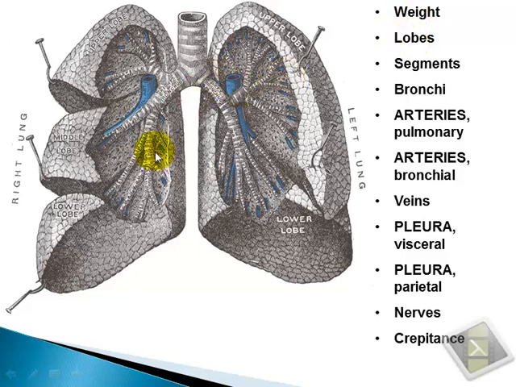Lobes, right, we have 3, we have 2 in the left. Segments, we have bronchopulmonary segments, you have the bronchi, you have pulmonary and bronchial arteries. Bronchial arteries and the pulmonary arteries actually follow the bronchopulmonary segments. The veins are slightly independent.